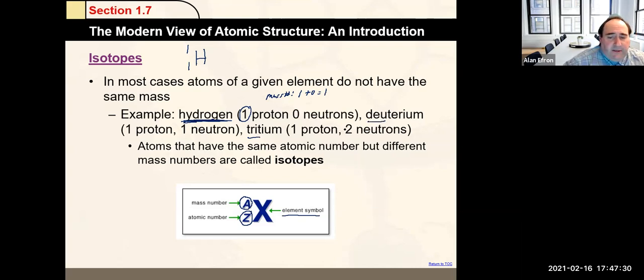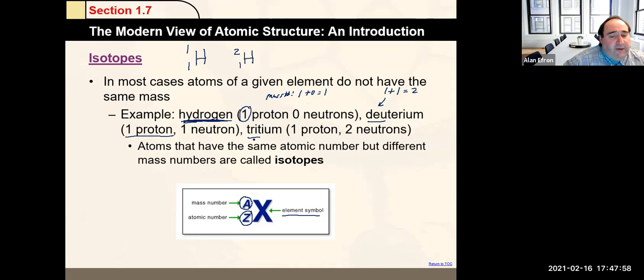Looking at our deuterium, even though it has a different name, it still has 1 proton. Going to the periodic table, one proton is still hydrogen, which means it has an atomic number of 1. But now when we get to our mass number, we have 1 proton and 1 neutron, which gives us a mass number of 2. So that would be the symbol for deuterium.